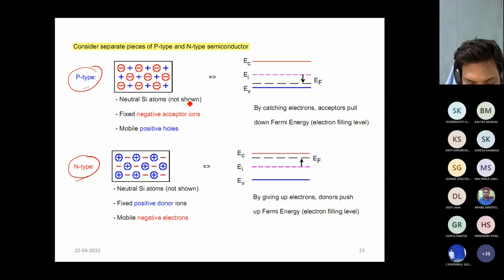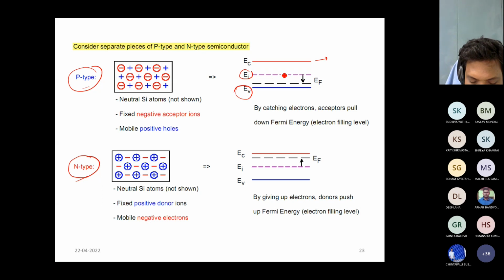Now, if we consider the p-type semiconductor, what would be the position of the Fermi energy? Will there be any change in the Fermi energy level, and if it changes, what would the change be? For the p-type semiconductor, this EI represents the Fermi energy for the intrinsic semiconductor. EC represents the conduction band energy level. EV represents the top of the valence band energy. EC represents the bottom of the conduction band energy. Then what would be the change in Fermi energy?